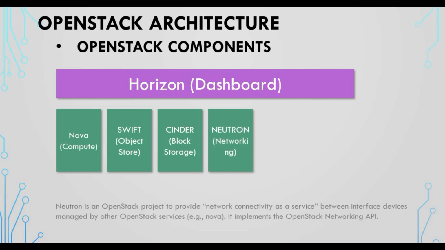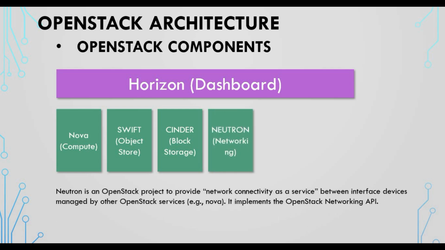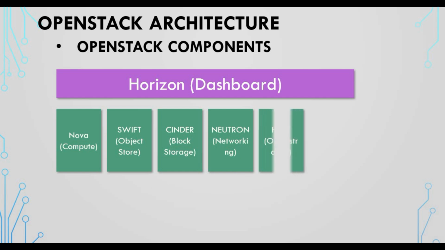Now let's talk about Neutron. Neutron is the OpenStack project that provides network connectivity as a service between the interface devices managed by other OpenStack services. For example, you have the Nova compute engine and you are creating different virtual machines. All this networking has to be done, and that will be done using Neutron. It implements the OpenStack network APIs, so you can have network APIs as part of Neutron, and you will be able to use that for different purposes as well.